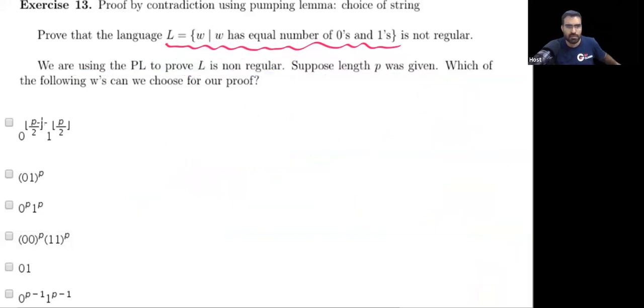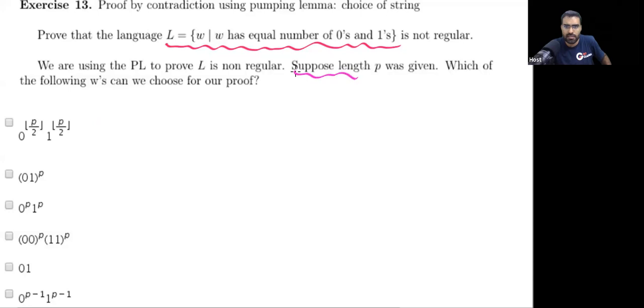So you tell me, let's start with this: 0 power P by 2, 1 power P by 2. Will it violate? Will it not pump? First of all, is this a candidate string? Let me know.